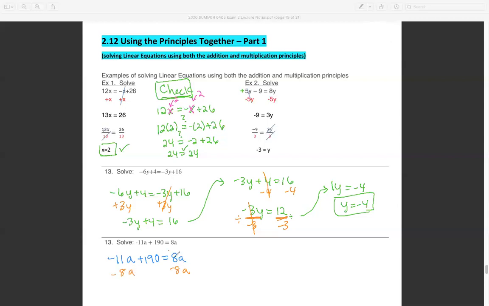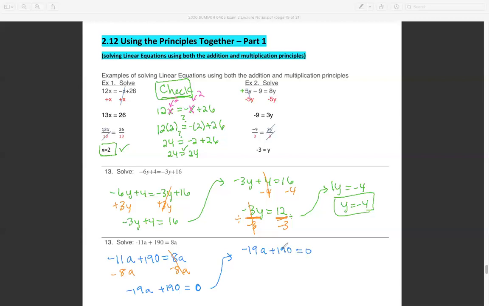8a minus 8a gives us 0. And then we have negative 11a minus 8a, which is negative 19a plus 190. Now, if you do not put the 0 here, you've changed an equation into an expression, and that's not okay. So you do have to write the 0 there, or it's incorrect. So 8a minus 8a is 0, and we'll have negative 19a plus 190 equals 0.